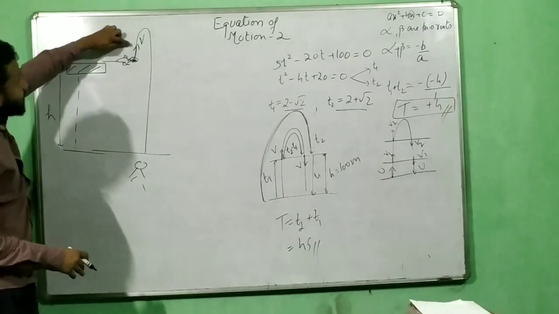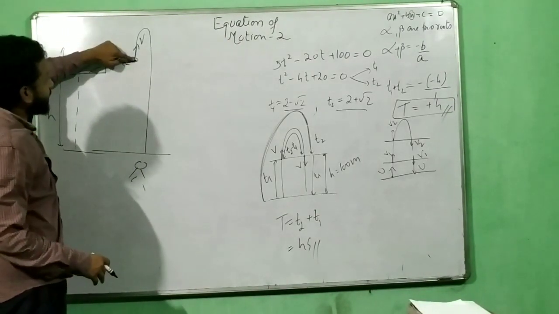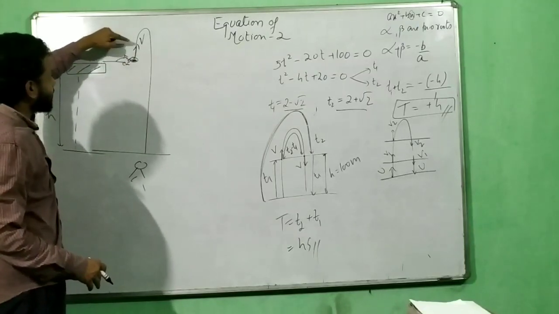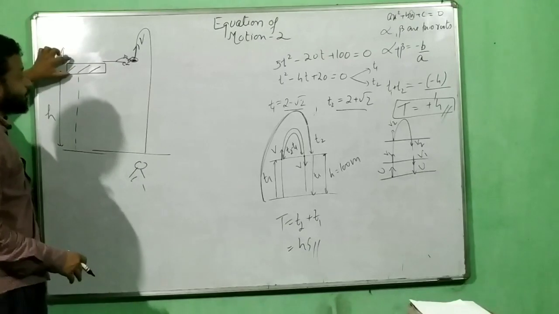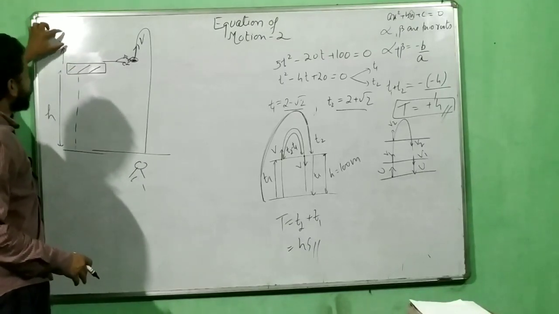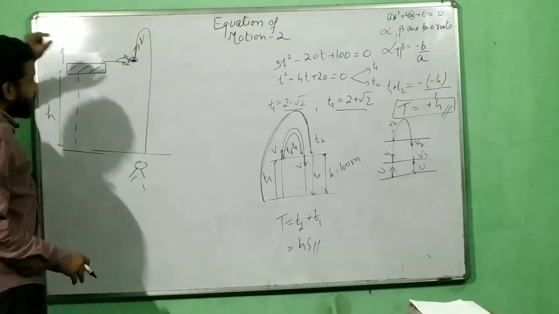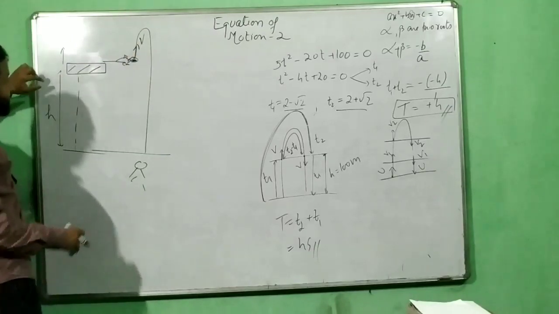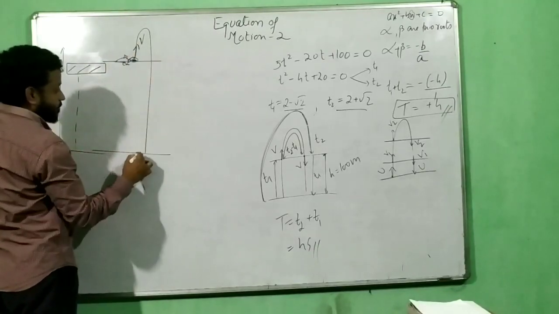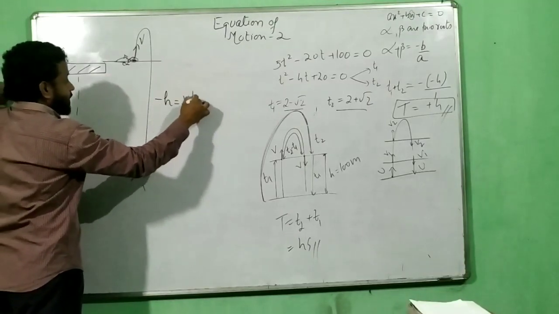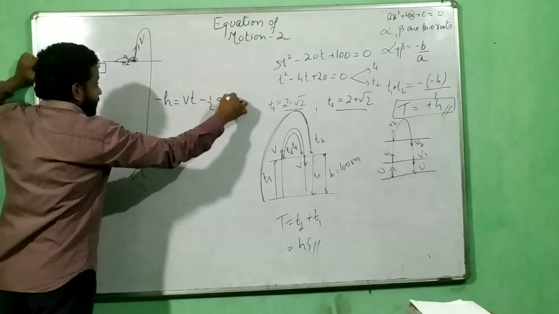So the first thing you have to do in this type of question is provide a velocity to the ball or the object in the same direction as the moving platform. If the platform is moving up, you also have to provide a velocity in the upward direction. And from here we know how to write the equation. So this is my initial point, it comes back over here, displacement is minus h, initial velocity is v, times t minus half g t square.